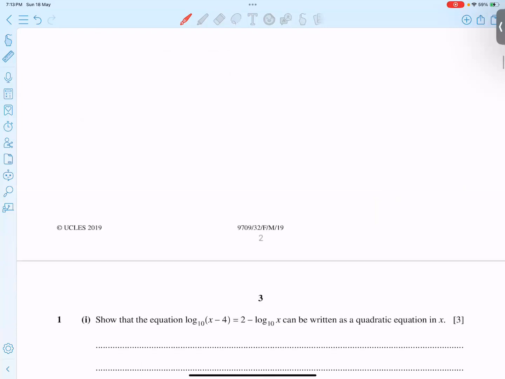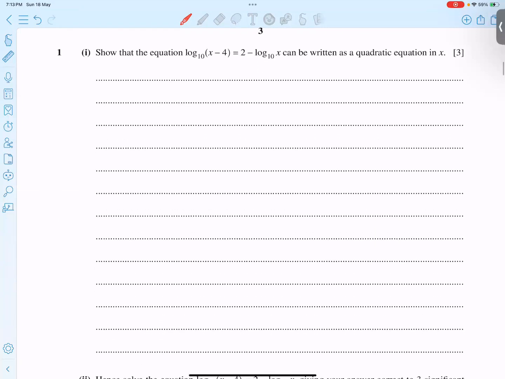We are starting question number one. He says to convert this equation into a quadratic equation in x. So part number one, the thing is very interesting. We have log of x, log of x, but one number without log. So we have to introduce one, and basically we have a formula.